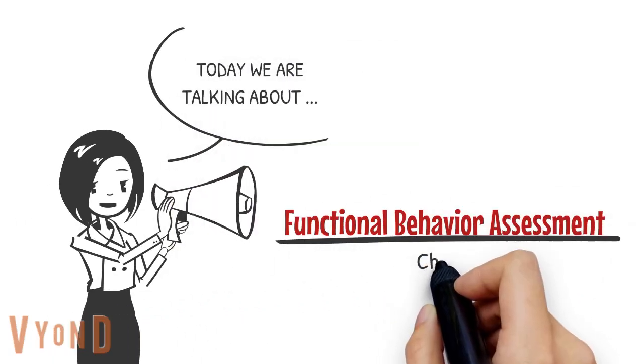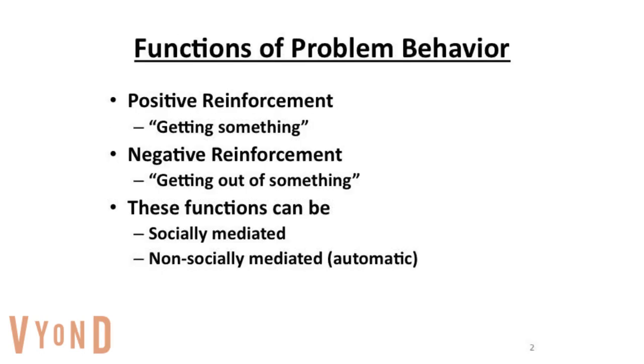Chapter 24, Functional Behavior Assessments. There are two main functions of problem behavior: it's either positive reinforcement, so obtaining something, or negative reinforcement, which is getting out of something.